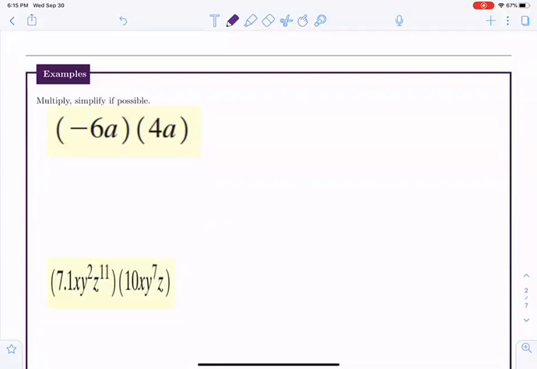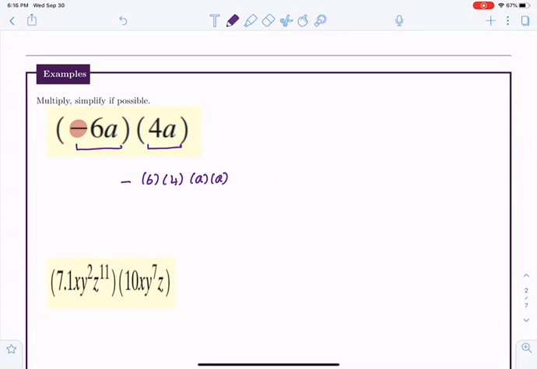Okay, so here we have two monomials. So that is a monomial because it has one term. That is the second monomial because it has one term. But keep in mind, monomials are polynomials. Now, when we multiply, we have to multiply the constants, the signs, and the variables. I have a negative here, positive in front of 4, so negative times positive is negative. 6 times 4. And lastly, multiplying the variables, I have a times a.